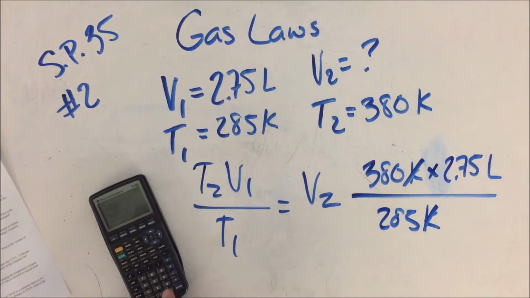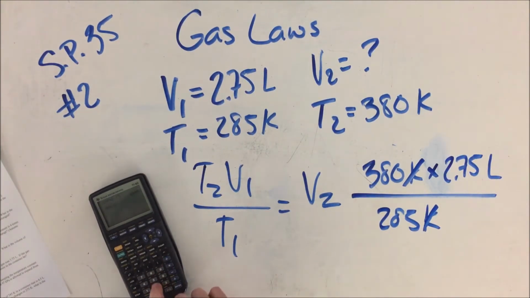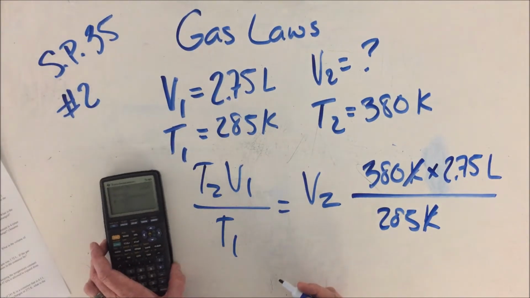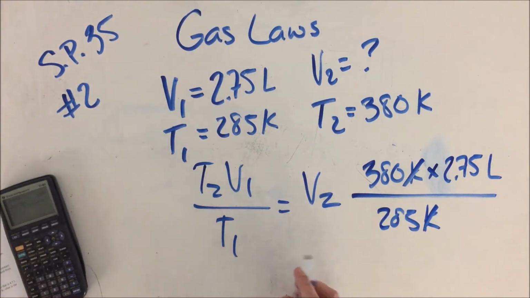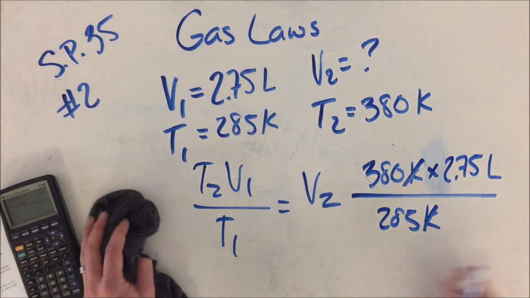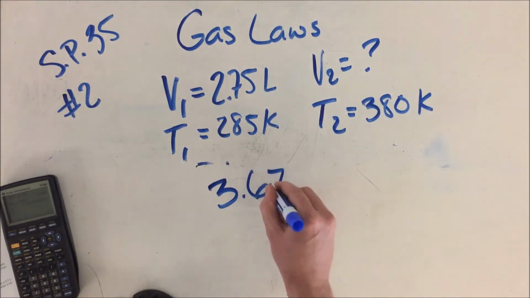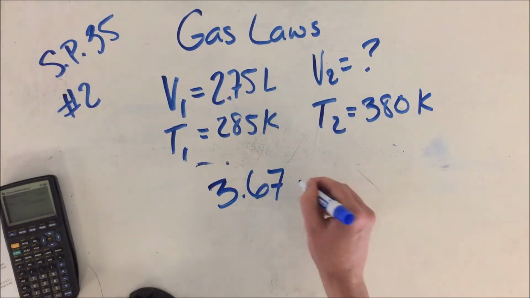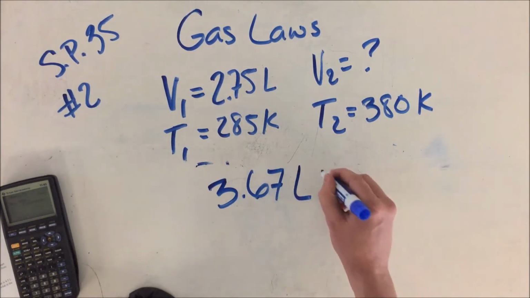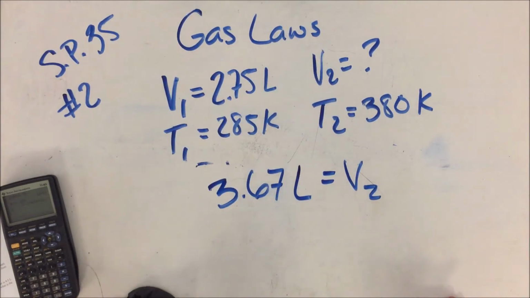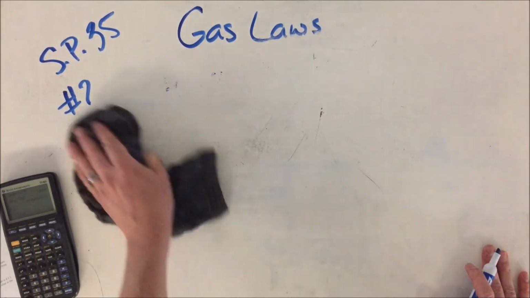And if I just pop that into my calculator, 380 times 2.75 divided by 285, I get an answer of 3.66666667. So that all comes out to 3.67 liters, and that is what V2 equals. So that's how I did that one. All right, let's do another one.